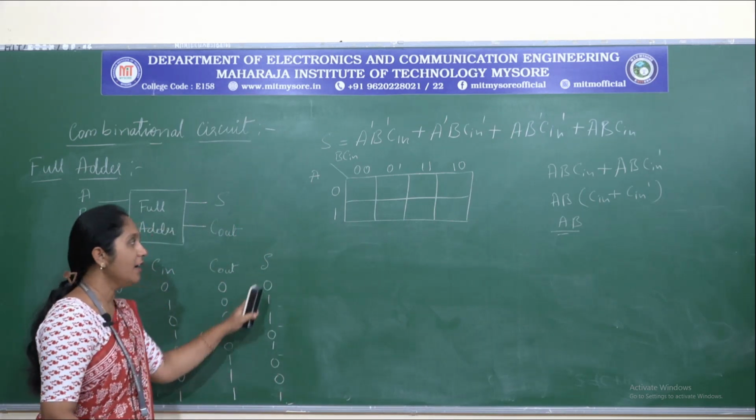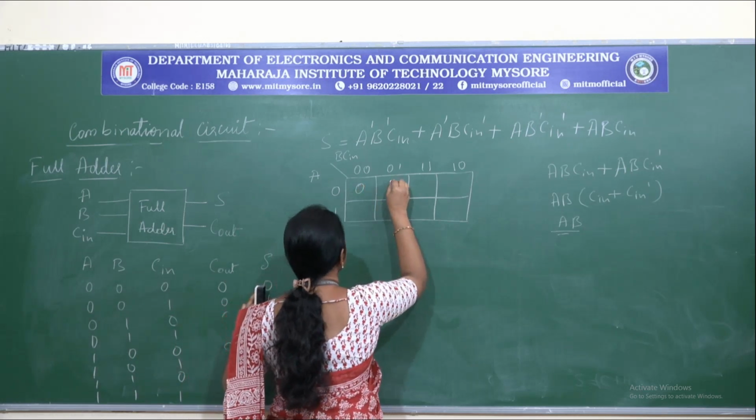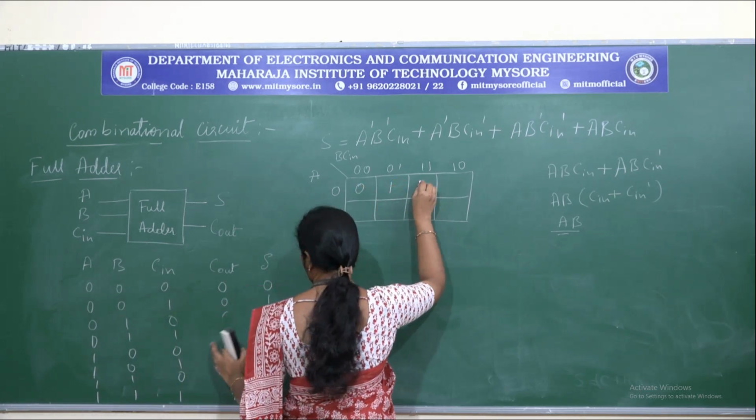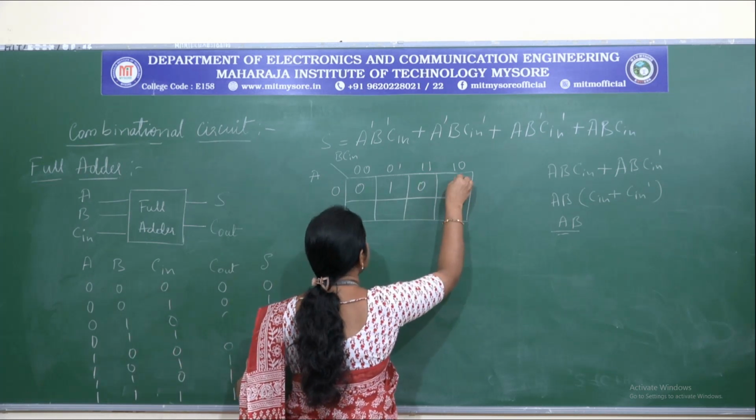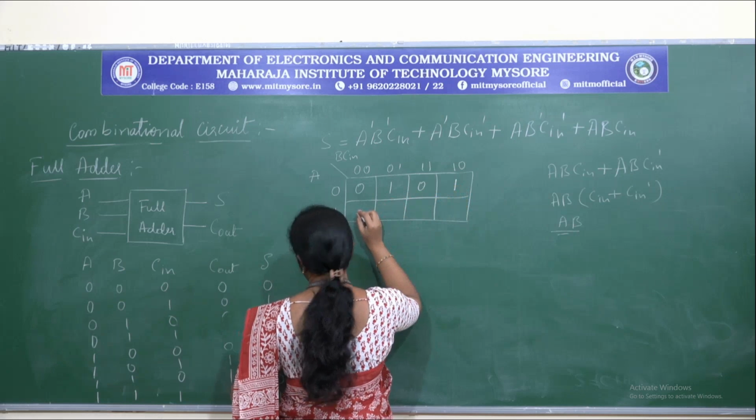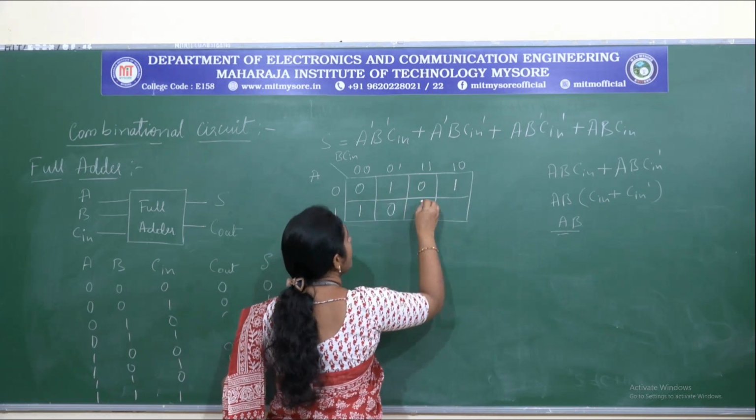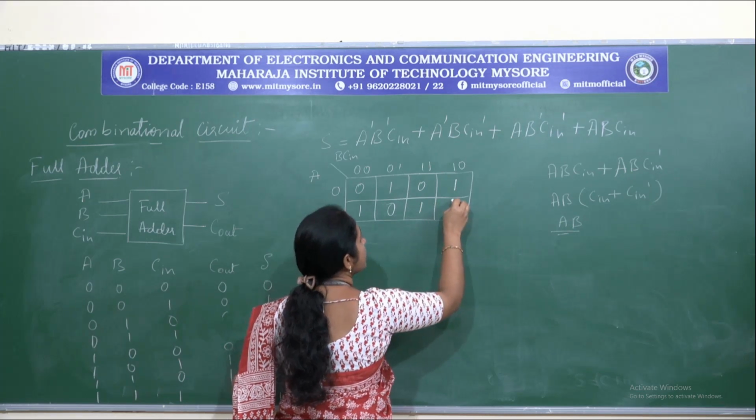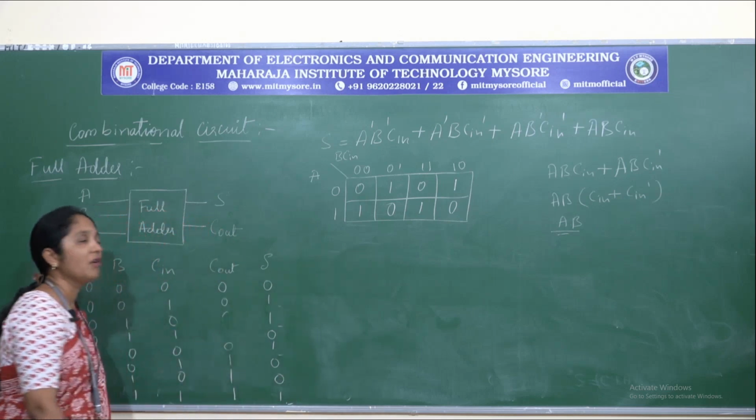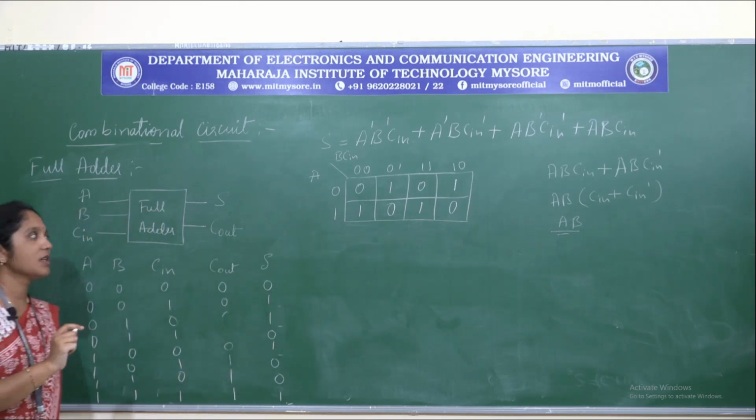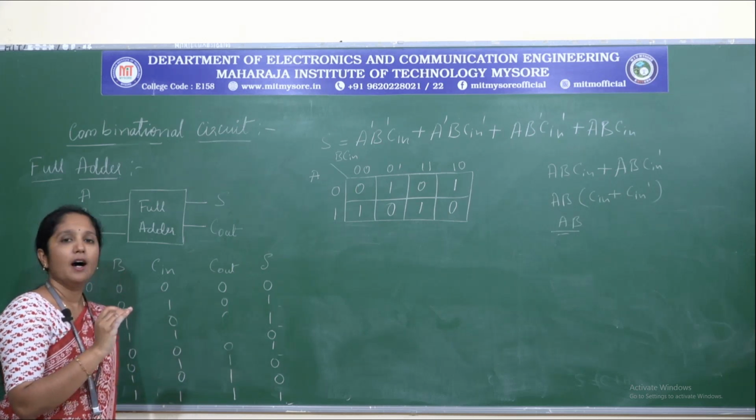Now let us write the entries. 0 0 0, in that row we have 0 as the entry, 0 0 1 is 1, 0 1 1, sum is 0, 0 1 0, sum is 1, next we have 1 0 0, sum is 1, 1 0 1, sum is 0, 1 1 1, sum is 1, next 1 1 0, sum is 0. So these are the entries we have. Now in order to reduce further, we need to have adjacents.